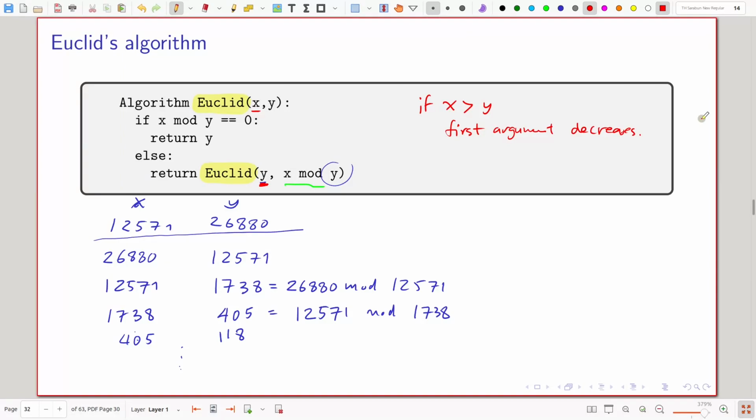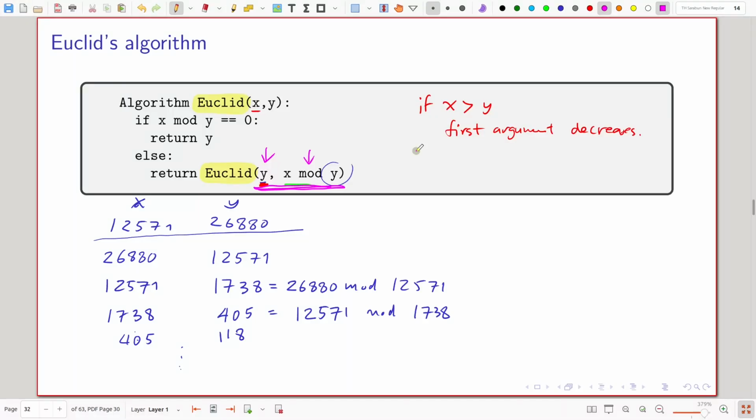But what else do we need to know? We know that if x is greater than y, then when you make a recursive call here, the first argument is y, the second argument is x mod y. Okay? What can we say about x mod y and y? Is x mod y always less than y? It's a remainder, right? So the remainder has to be from 0 to y minus 1, so it's got to be less than y.